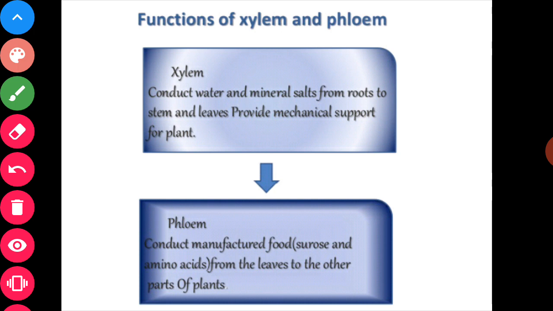Similarly, through phloem, food that is manufactured in the leaves by the process of photosynthesis is translocated to other parts of the plant, from leaves to the stem and from leaves to the roots of the plant.